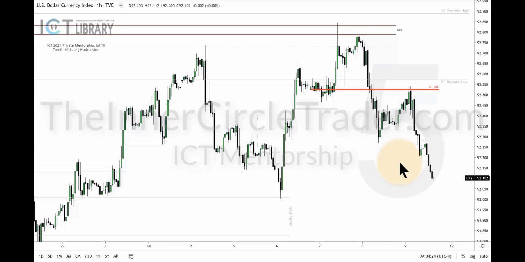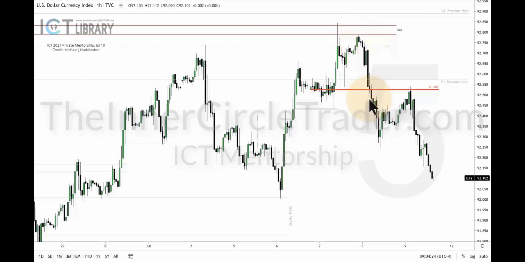Dropping down into the hourly chart on dollar index, you can see again the volume imbalance on the daily chart. That's what these levels are here. The premium high, discount low, consequent encroachment, which is the midpoint of that imbalance. And then we have the gap. Trade up into it, and then hit it as resistance on the discount low.